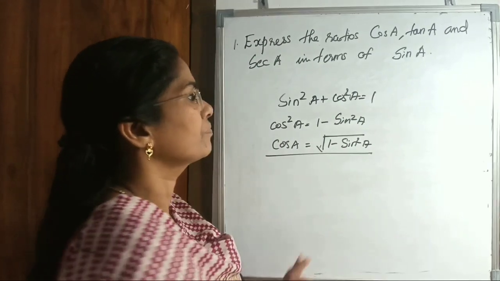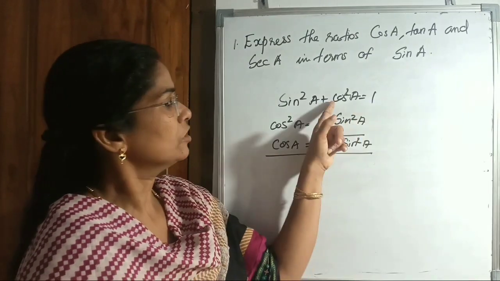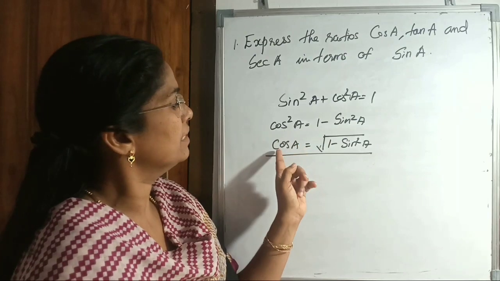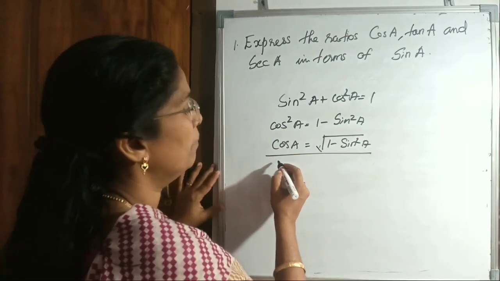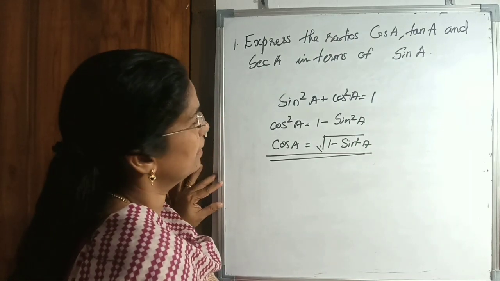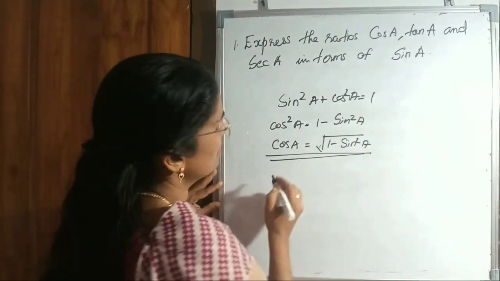Very simple one. First write the identity. What we needed here is cos A, that is why cos A is equal to root of 1 − sin² A. That is the value. And second question is tan A.